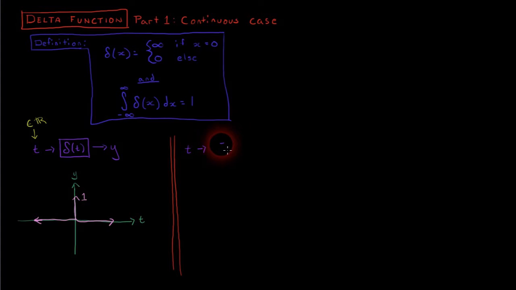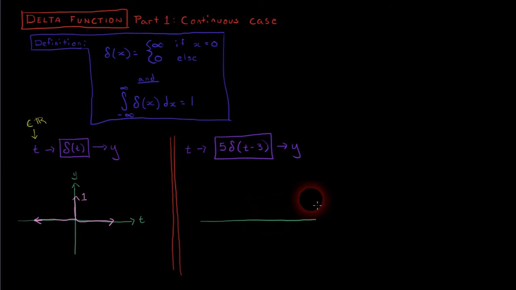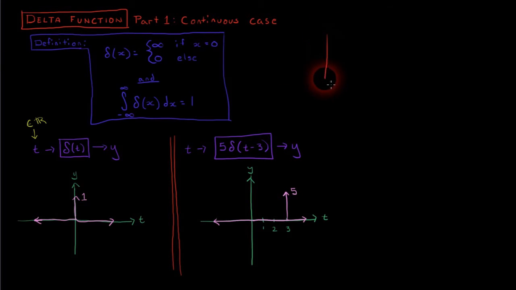Next, let's do an example of a modified delta function. Plot the following function, 5 times delta of t minus 3. The argument of the function is 0 when t equals 3, so we draw an impulse at t equals 3. The area of the delta function is by definition 1, which when multiplied by the constant 5 is 5. So we write a 5 next to our arrowhead.